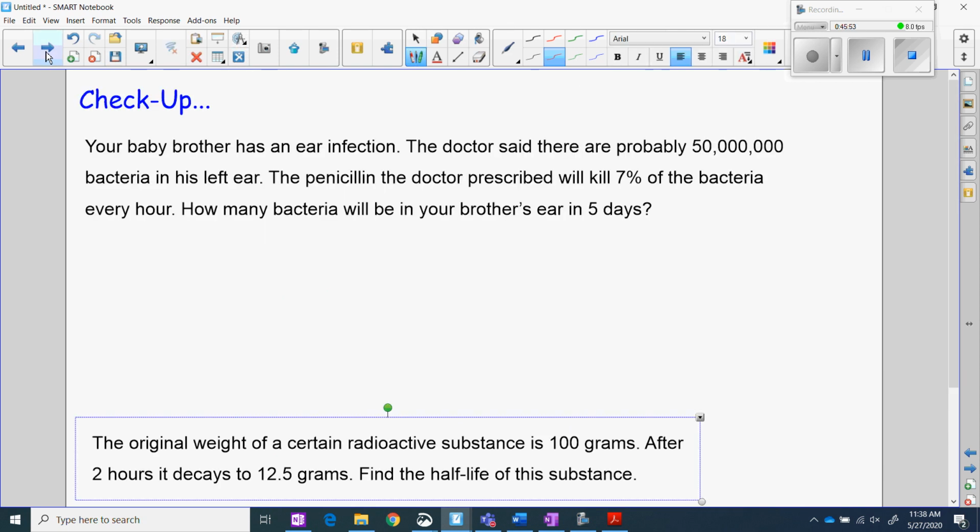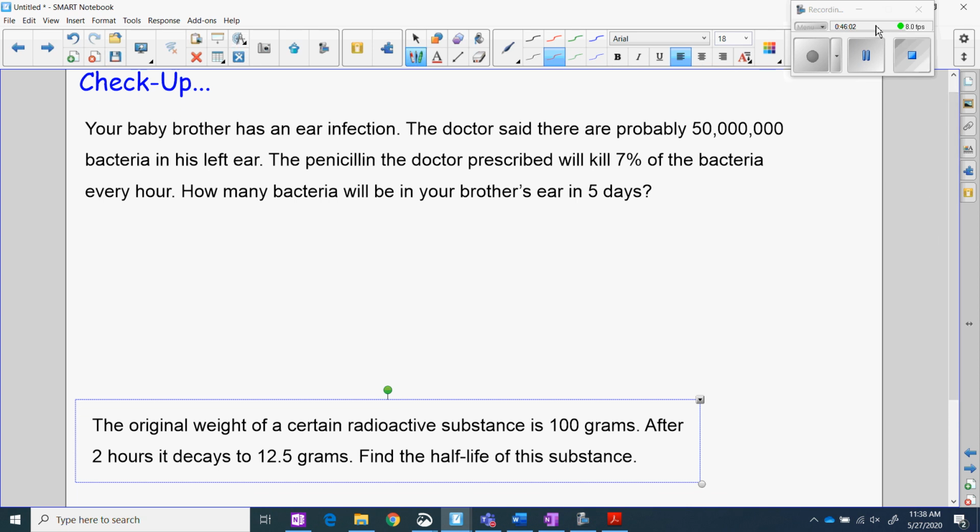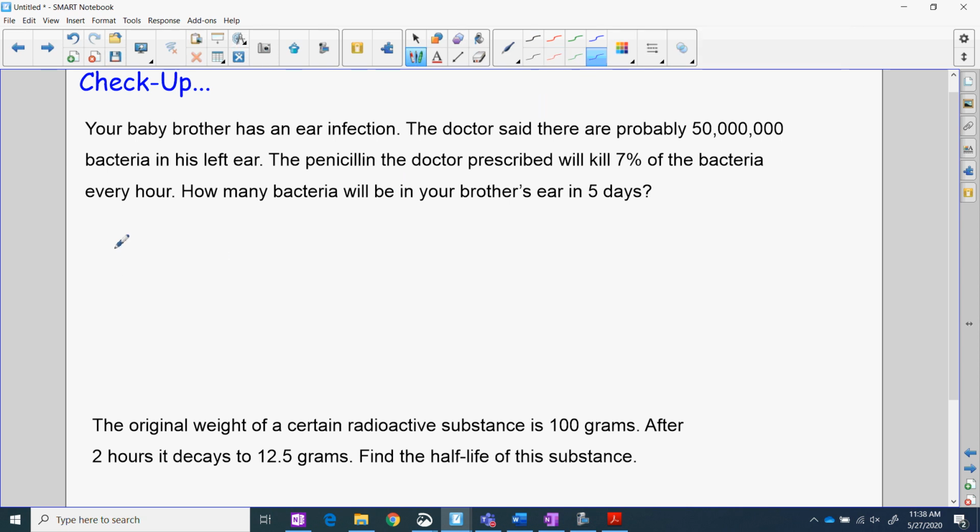All right, a couple more quick questions, and then we'll give you some practice to try in your textbook and get ourselves ready to move on to our last section on logarithms. It says your baby brother has an ear infection. The doctor said there are probably 50 million bacteria in his left ear. The penicillin the doctor prescribed will kill 7% of the bacteria every hour. How many bacteria will be in your brother's ear in 5 days? That's a gruesome question, but scientific nonetheless.